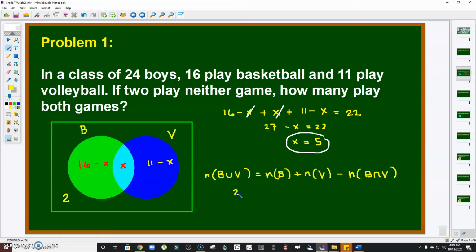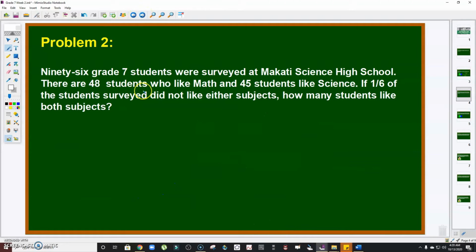So 22 equals, basketball is 16, as stated in the problem, volleyball is 11, and the intersection based on the diagram is X. There you go. So I have the same: 22 equals 27 minus X. Clearly, X is equal to 5. See that? I hope you understood problem number 1. Let's move to the next one.